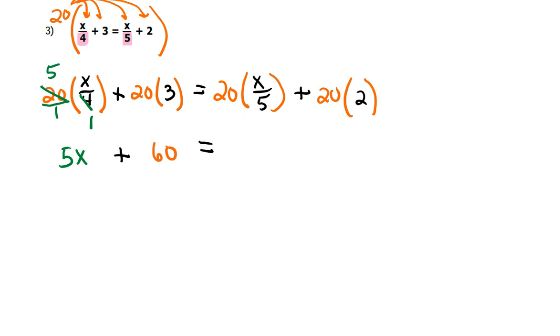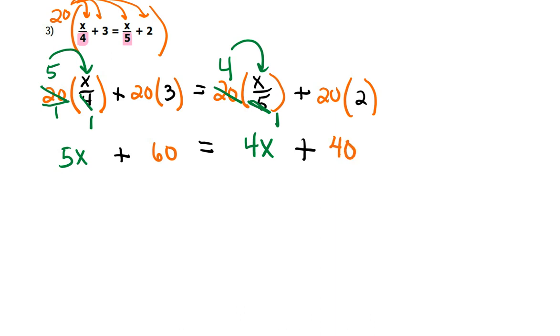equals, now I got another one. This 5 goes into itself once and goes into the 20 4 times. And then 4 times the x is a 4x, just like over here it was 5 times x. Forgot to draw my arrow. Sorry. Plus, and then 20 times 2 is 40.